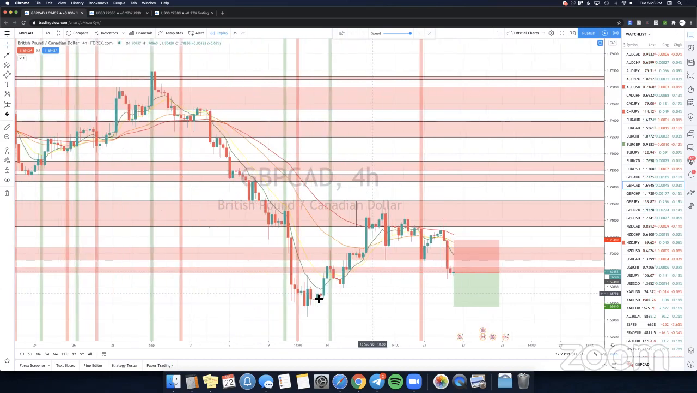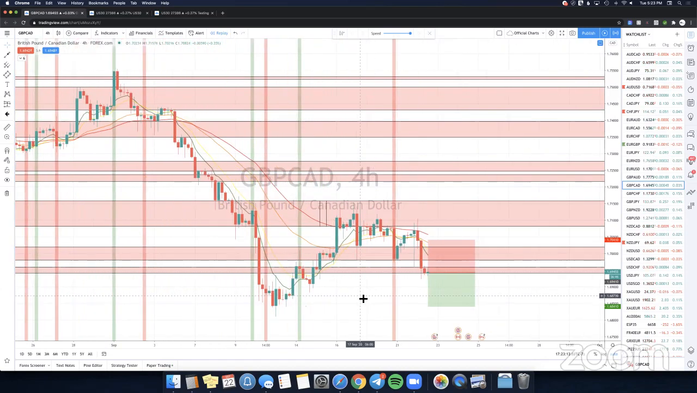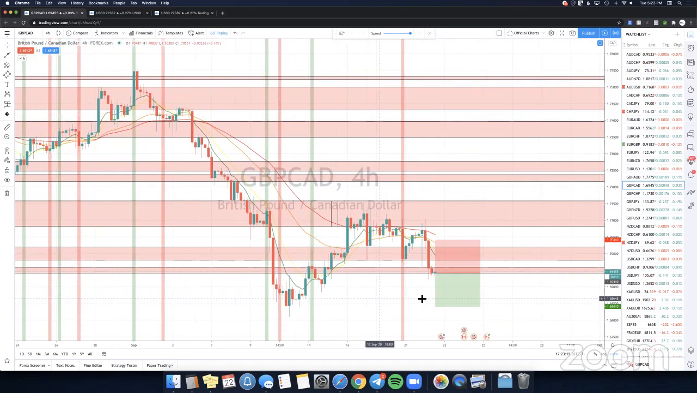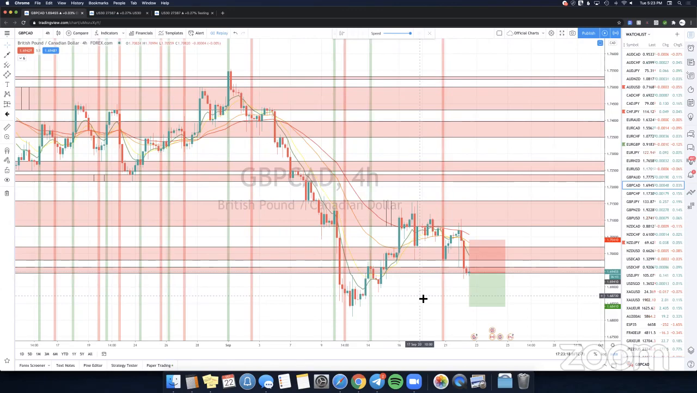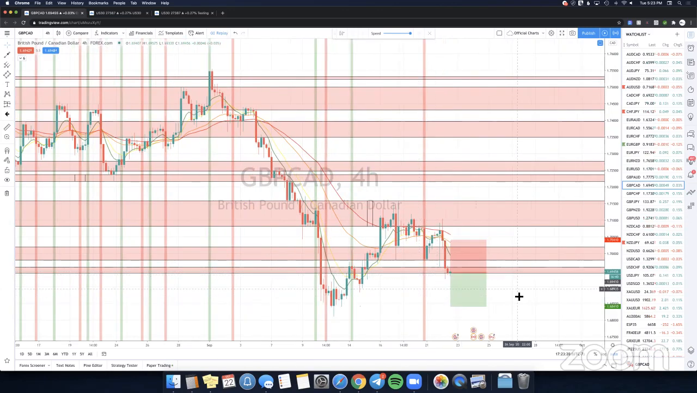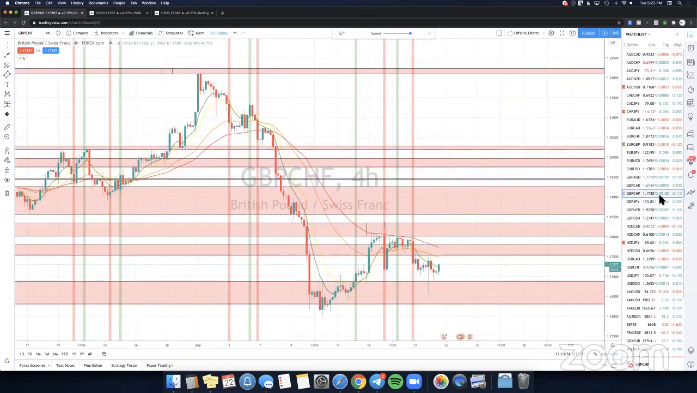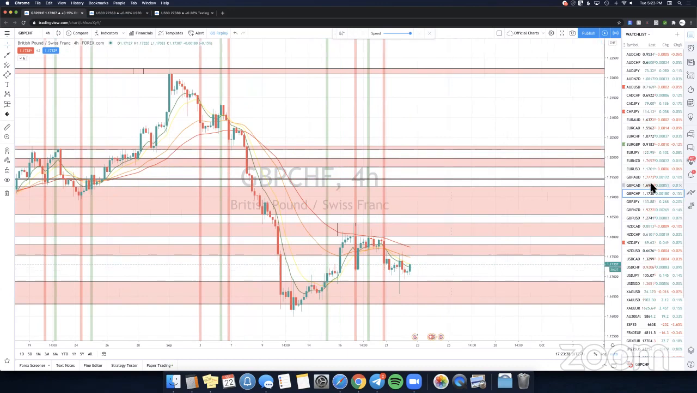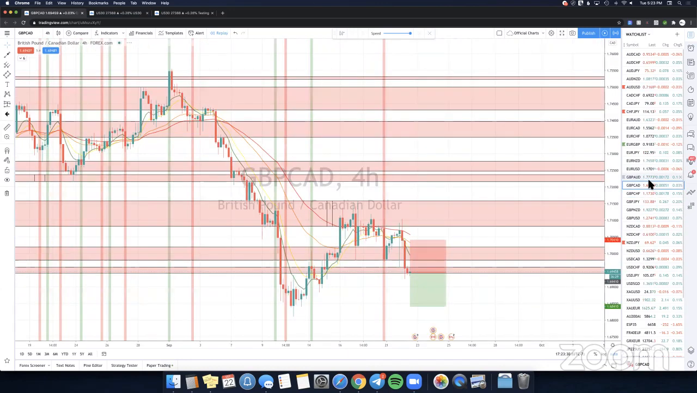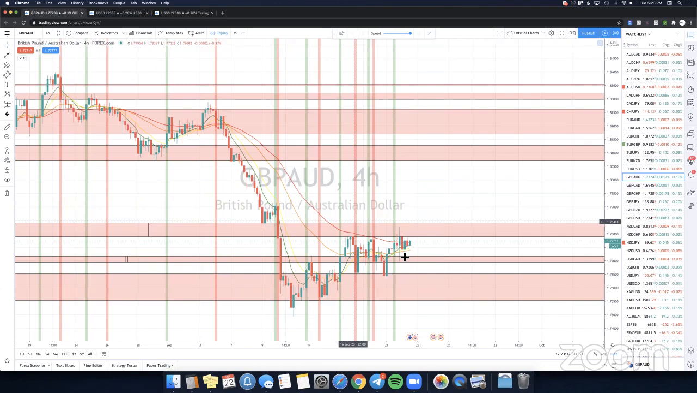I don't know if anyone took this, but this would be a zone entry right here if you're using the zone strategy. But I didn't call it because there's news coming up, so I'm going to hold off on that for now. GC looks like it's coming down as well. So it looks like the pound is pretty weak across the board, except for GA.